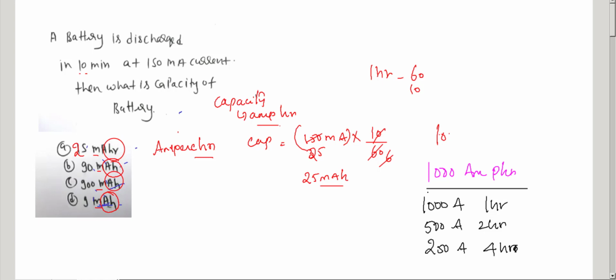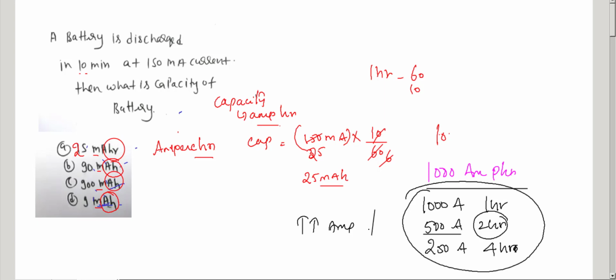What you understand here is, as time increases, the ampere rating decreases. Okay, so this is the question which we expect in the TNEB and TRB polytechnic lecturer exam. So as time increases, what happens? The ampere decreases, if you consider the capacity of the battery. Okay, next question.